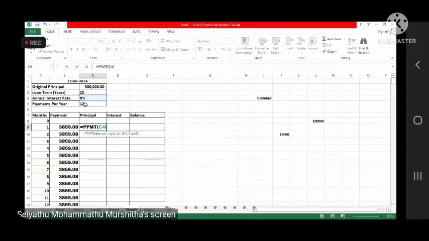So first we have to give the rate. What is the rate? Annual interest rate should be divided by 12. Okay. Understood? Okay.